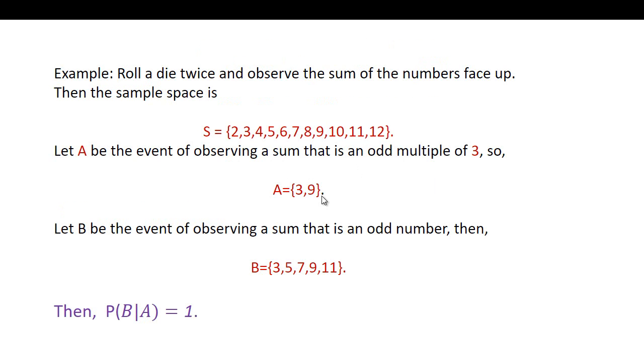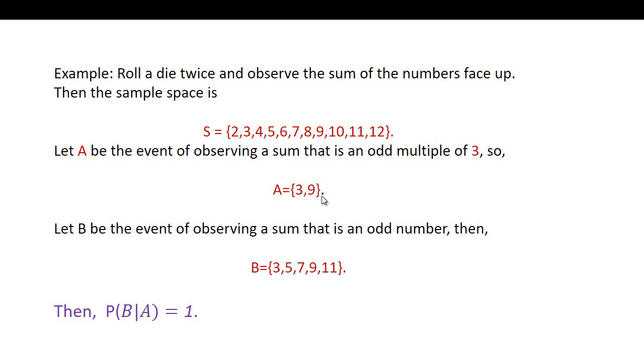If I roll a die twice and observe the sum of the numbers that face up, then the sample space is given by the numbers between 2 and 12. A is the event of observing a sum that is an odd multiple of 3, so A would be either 3 times 1 or 3 times 3, which is 9. B is the event of observing a sum that is an odd number, so B is 3, 5, 7, 9, 11. So we can ask, what's the probability of B given that A has occurred?